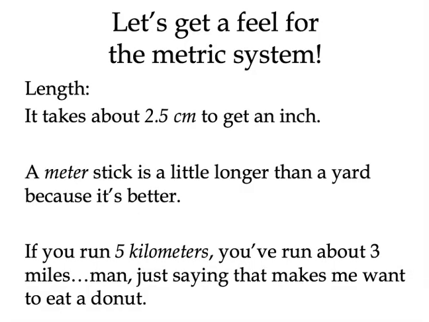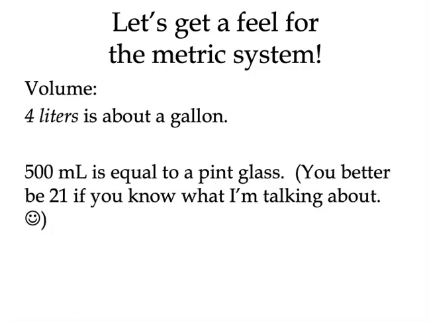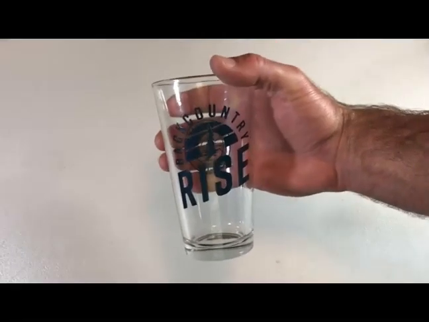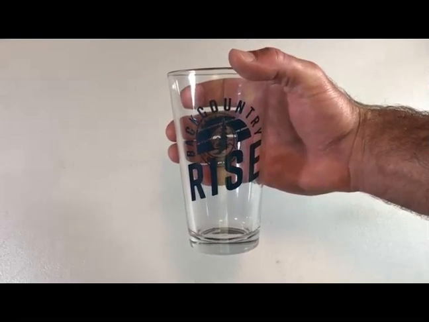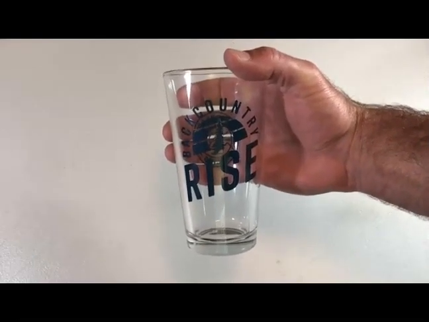If you run a 5-kilometer race, some of you might be runners, you can know that you've run about 3 miles. How about volume? Well, it turns out that 4 liters is just about a gallon. 500 milliliters is equal to a pint glass. So the next time you go to a bar, you better order a 500 milliliter beer. You might get punched. There's right about 500 milliliters, or I guess you could call it a pint glass if you want to die lonely and have everyone hate you.